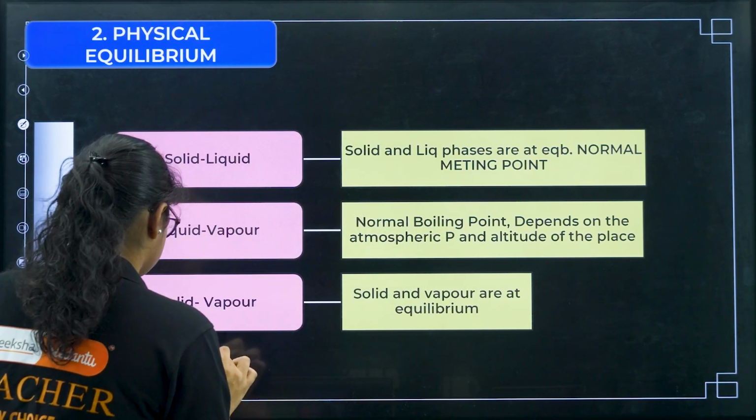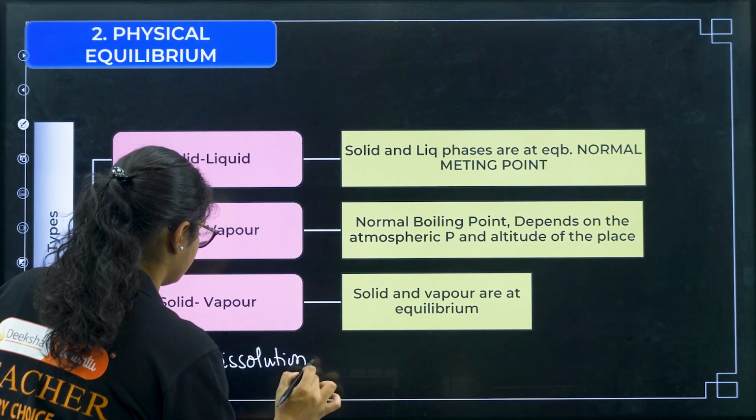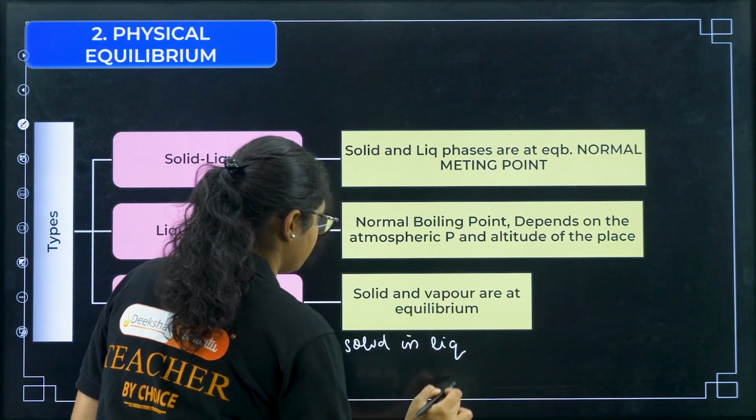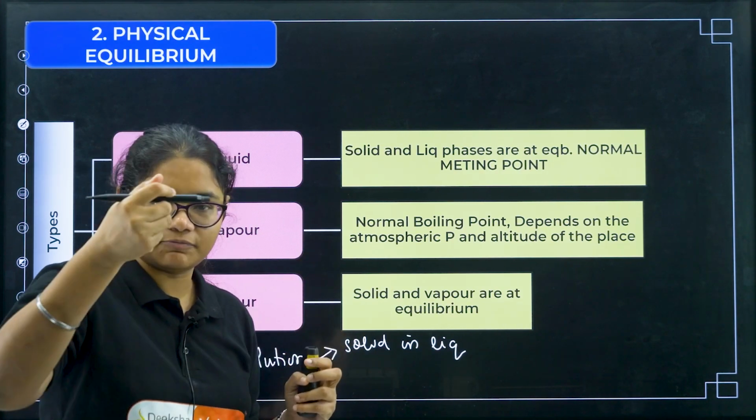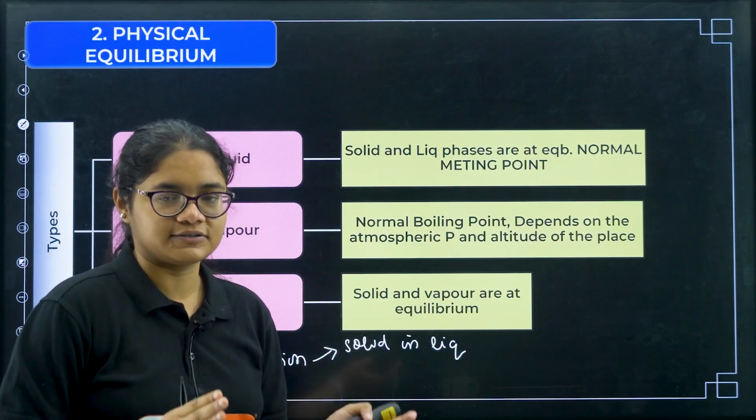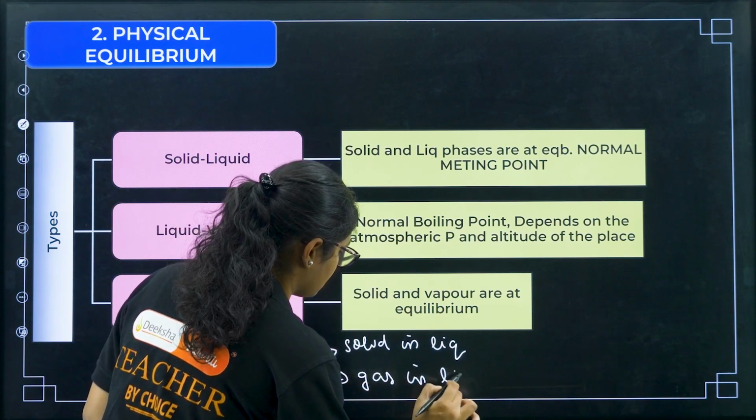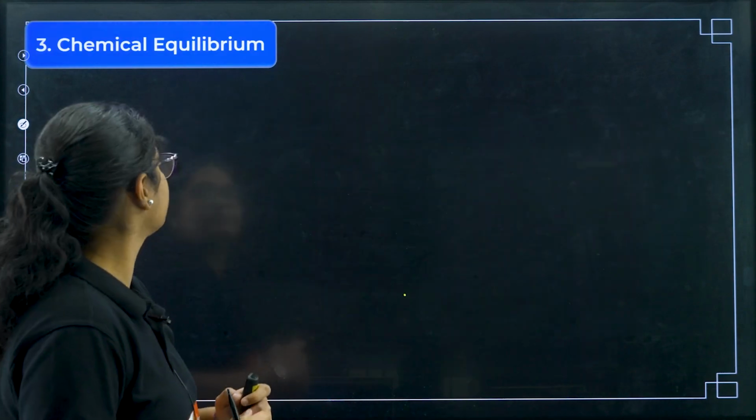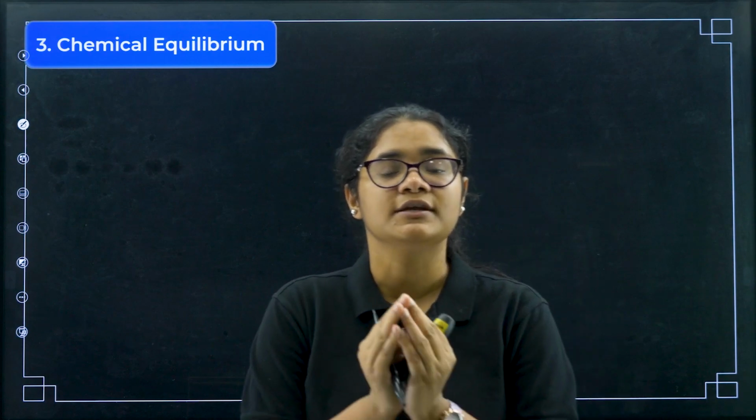Now there is one more type of physical equilibrium, that is dissolution. Dissolution of solid in liquid. When you are dissolving any solid in liquid, there also an equilibrium is established: the number of particles getting dissolved equals the number of particles coming out from the solution. That is also an equilibrium established, and the dissolution of gas in liquid is also one equilibrium established here. Now coming to chemical equilibrium, this is from where questions will be asked in the examination, the most important part.